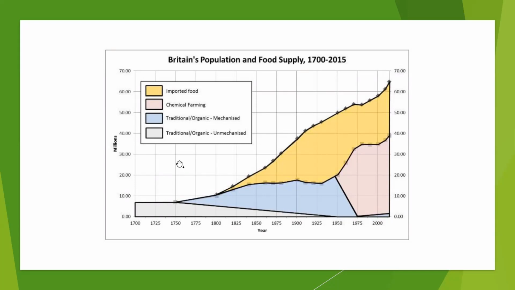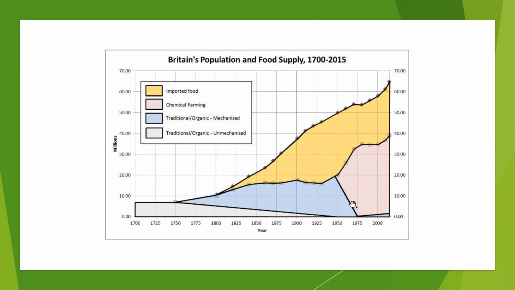And see how the population rises: 30 million, and in 1900 we're at 38 million, it looks like. And already, in really quite a short space of time, we moved to importing half of our food. That's gone down a little bit now, but you can also see the introduction, in 1950, just after the Second World War, of chemical farming.